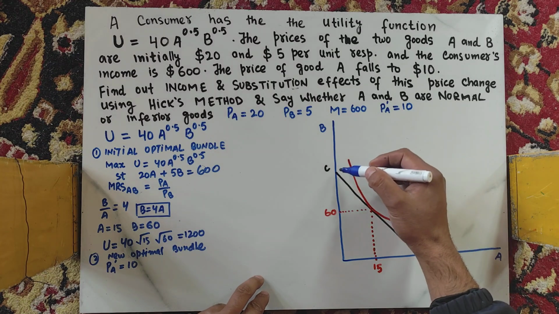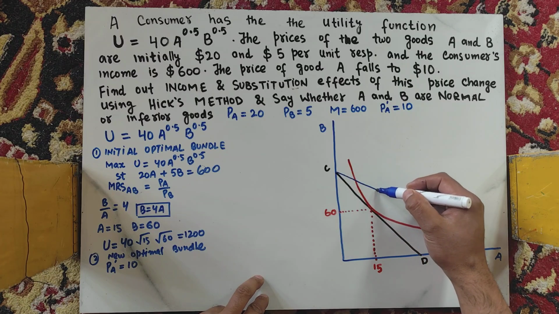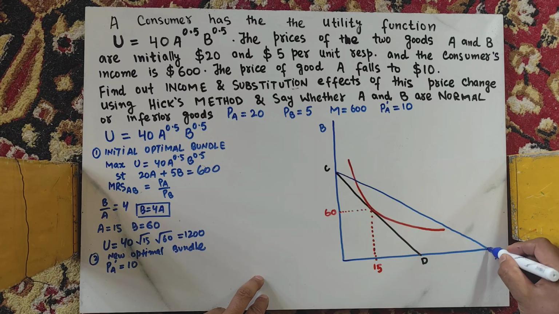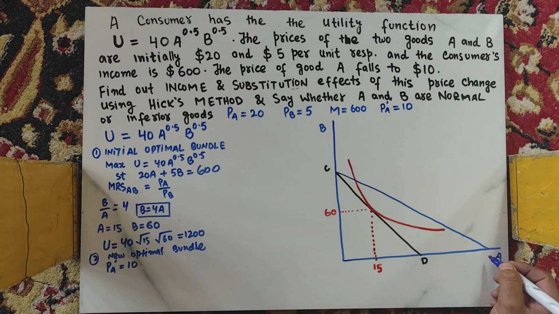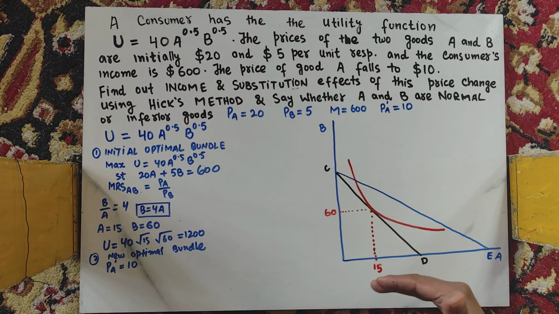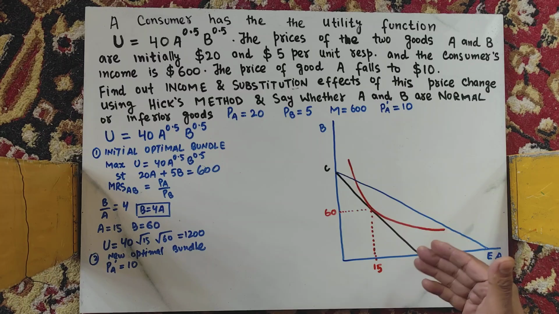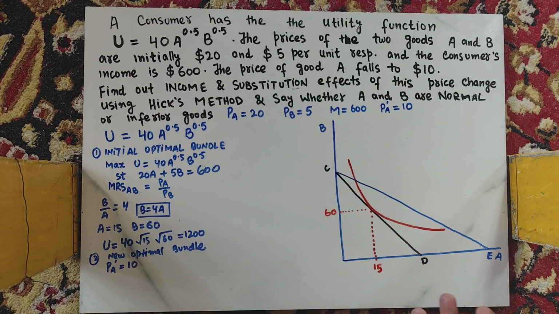So how do I draw it here? Let me draw the pivoted budget line like this. Let us say it is CE. This is our new budget line. Now what we need to do is find the new optimal bundle on this CE line. It has pivoted because the price of good A has fallen, which means the consumer is able to purchase more of good A due to the falling price. The new optimal bundle we need to find out.